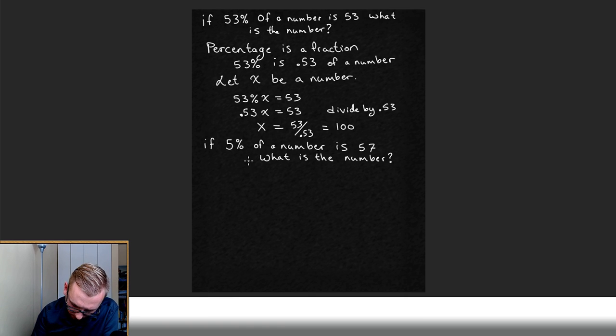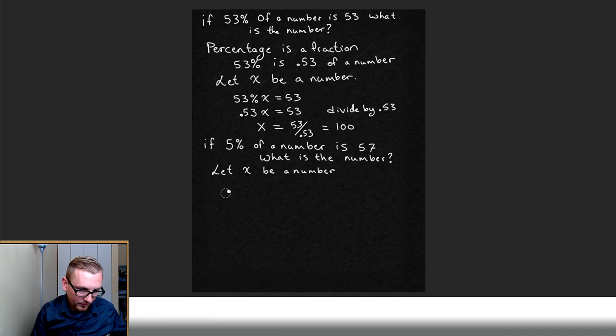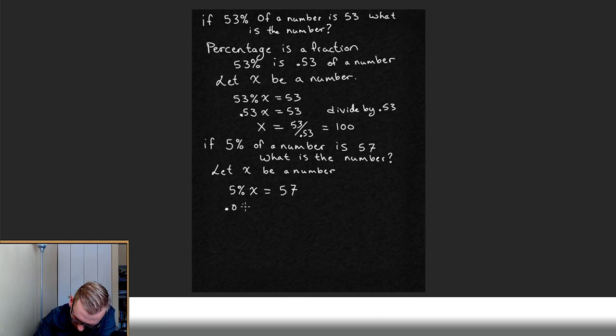We are going to do it again. Let x. Now, I should do it like before. So then we've got 5% times x equals 57. Then we should say, well, that's 0.05x equals 57.